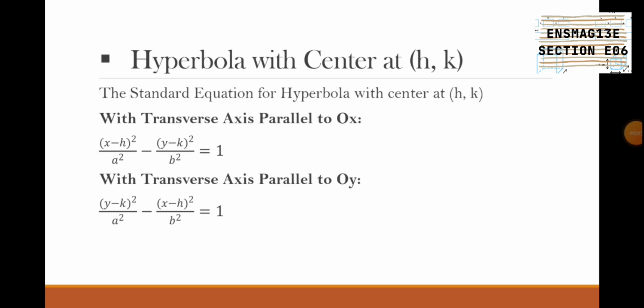As we can observe from the arrangement of our equation, your a, or the distance from the center to the vertex, is in the denominator of the term containing your x for transverse axis parallel to the x-axis. If your hyperbola has its transverse axis parallel to the y-axis, the distance a, or the distance from the center to the vertex of your hyperbola, is in the denominator of the term containing your y.